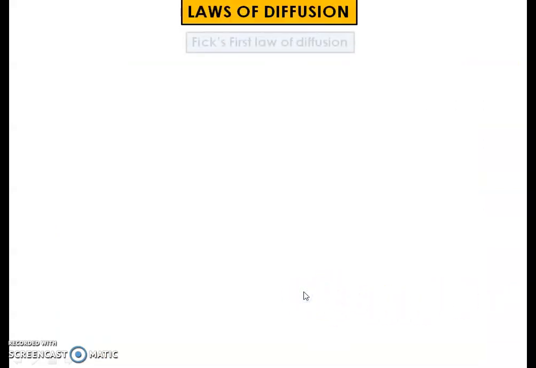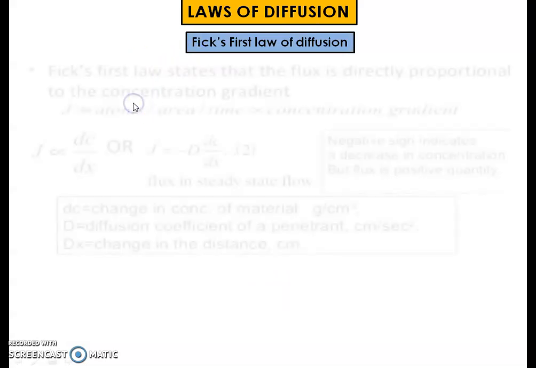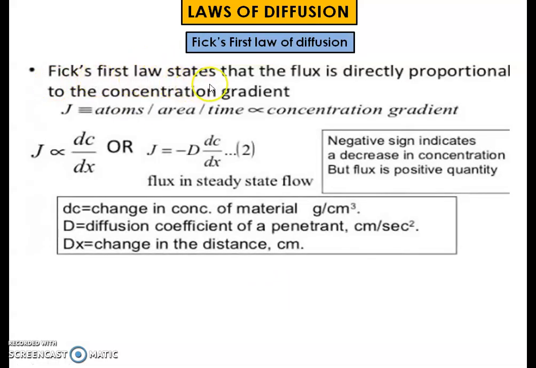Now we will move towards the laws of diffusion, in which first we will see Fick's first law of diffusion. So what is this law? Fick's first law states that the flux is directly proportional to the concentration gradient. Flux means the rate at which the molecules or atoms are moving in the solution. Flux is generally denoted by J. Its unit is number of atoms per area per time, and it is directly proportional to the concentration gradient.